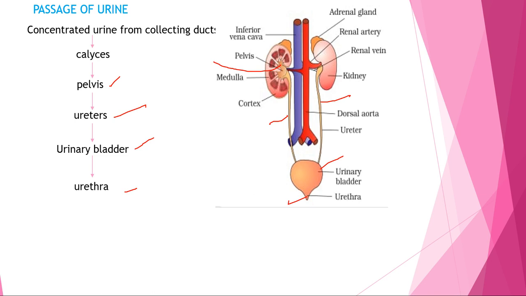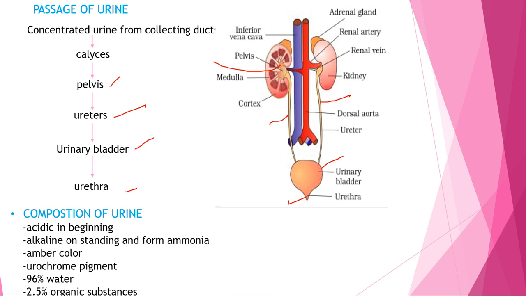So we will see next the composition of urine. So what is the composition of urine? Actually, urine is a dilute fluid, and it is acidic in nature in the beginning. On standing, it turns alkaline in nature by forming a product called ammonia. Ammonia is one of the dangerous products formed in our body, so it has to be eliminated.